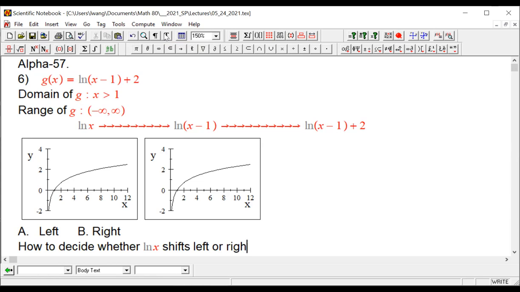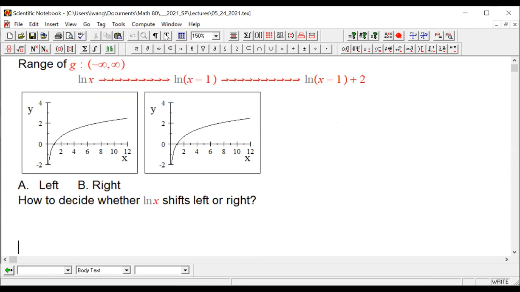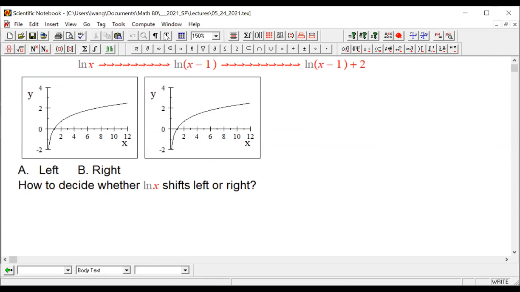How do we decide whether it's shifting left or right? That's a question, right? If we don't want to rely on memorization, what do we do?